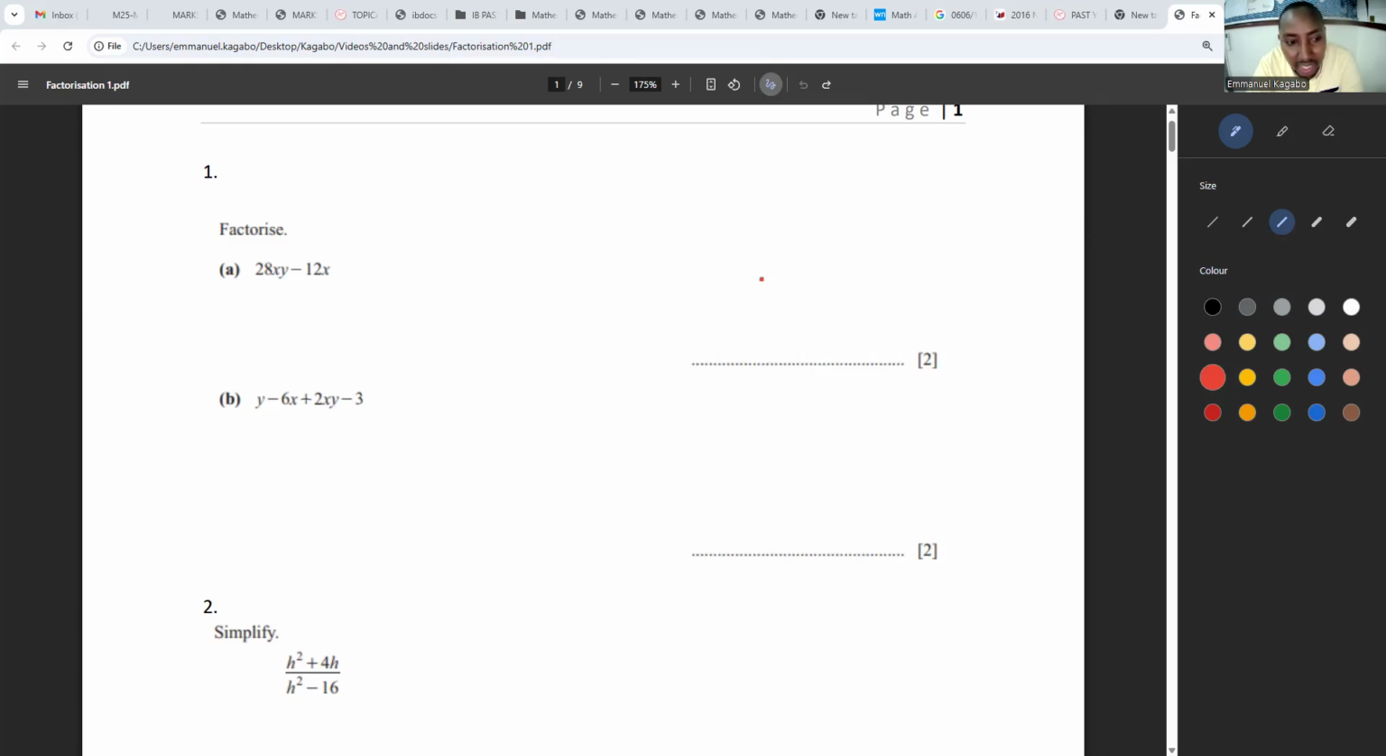I've been doing IBDP past paper questions. IGCSE students have been complaining, sending me comments, "Teacher Manuel, you're not doing this and this." So today, it's your turn, IGCSE students. Today, I'm going to work out factorization.